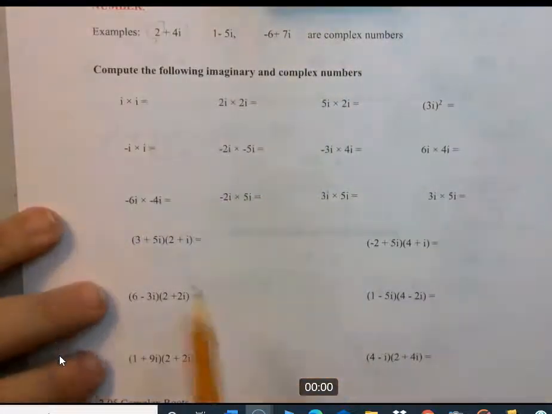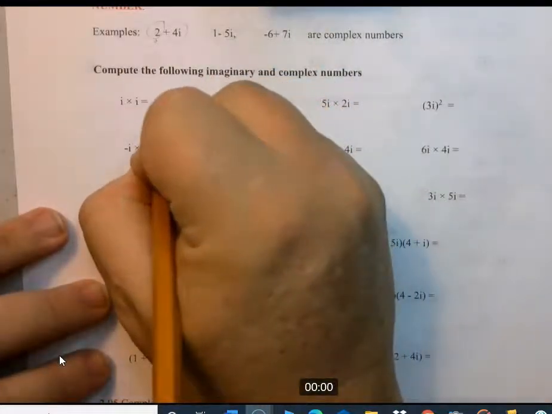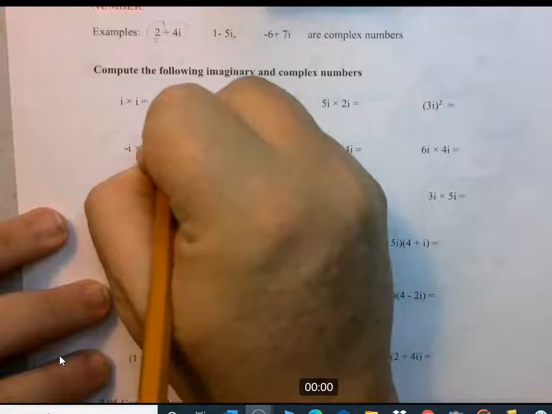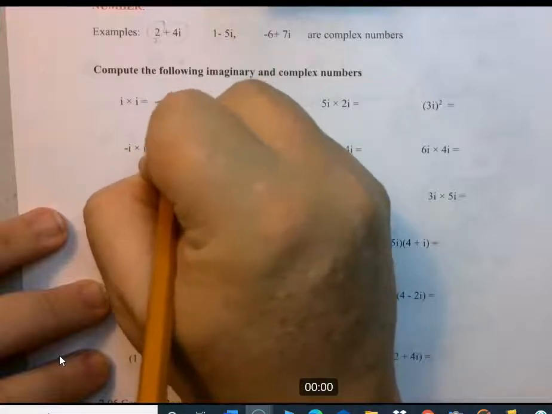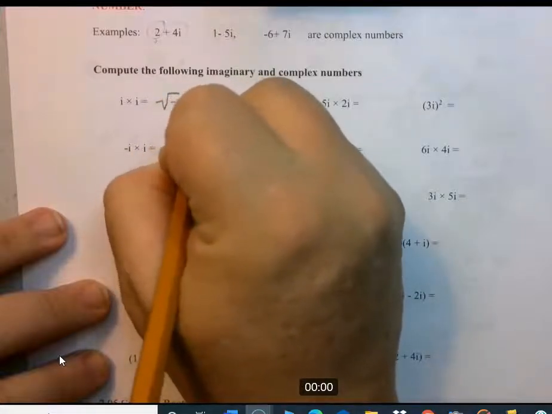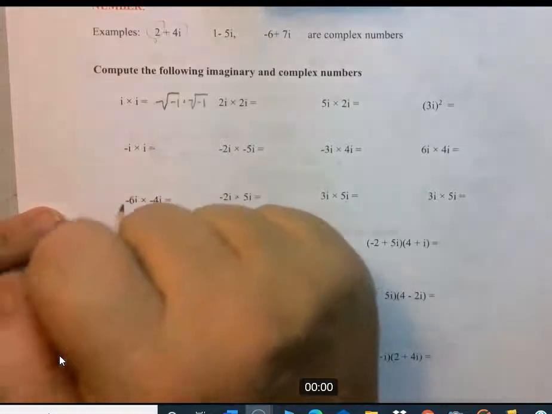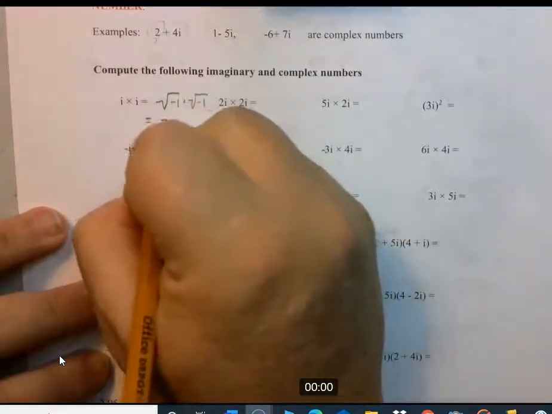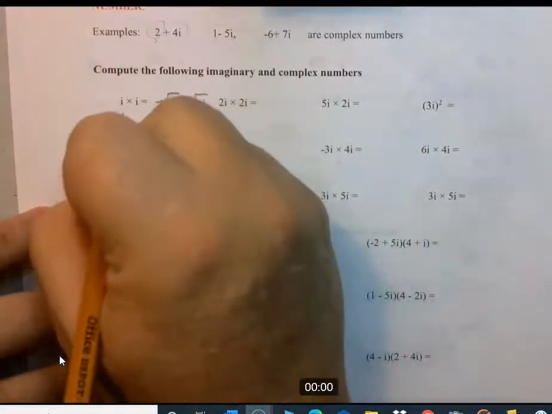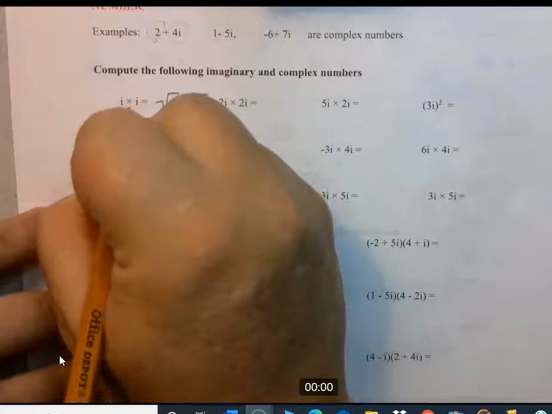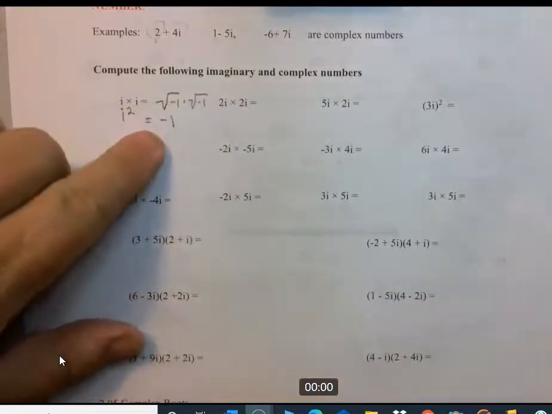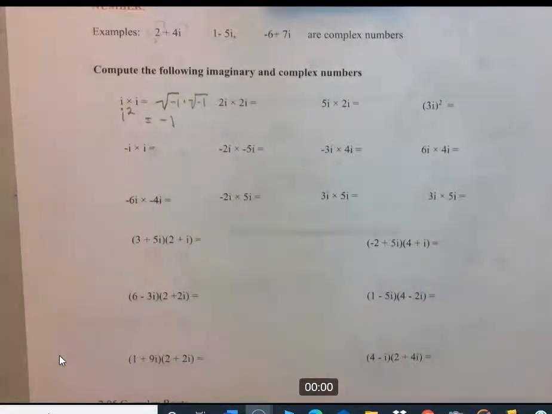The first one is one that you should have memorized, and that is i times i, or i squared. And that's going to be the square root of -1 times the square root of -1, and that's going to equal -1. So i times i, or i squared, will give you -1, a real number.